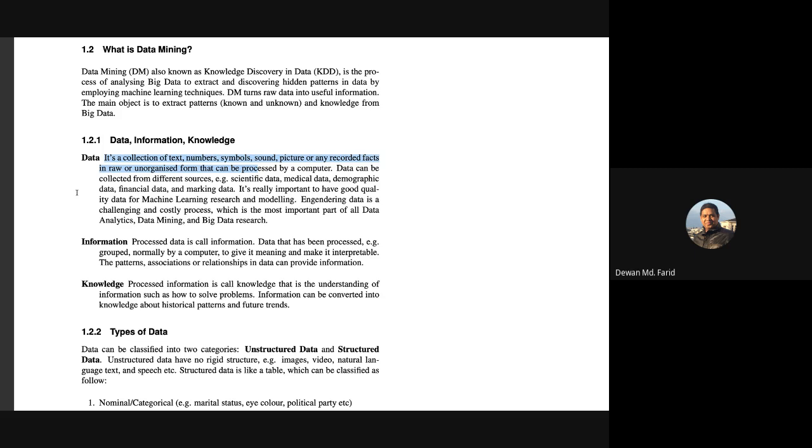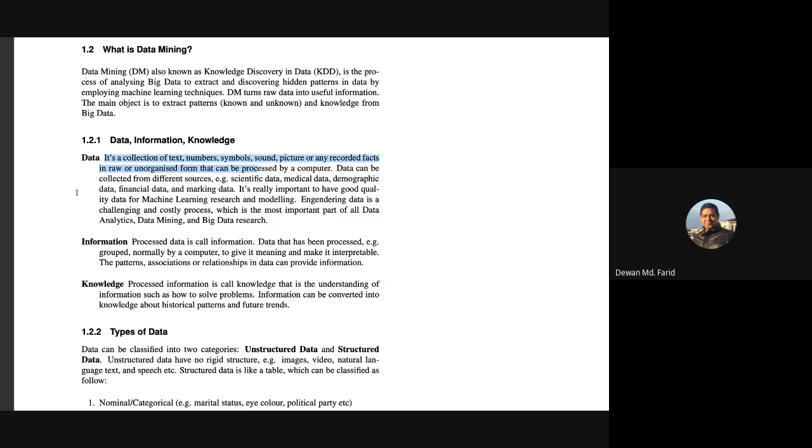Even if you have a smartphone and you move from one place to another, say for example you are going to Gulshan 2 from UIU, you are moving with your smartphone and Google is tracking you. So when we move from one place to another, we also generate data. Do you know that?